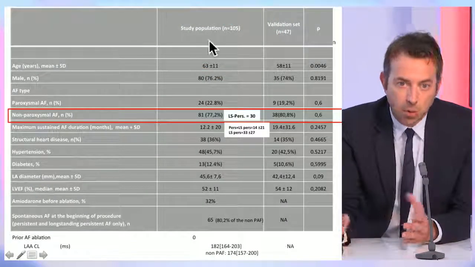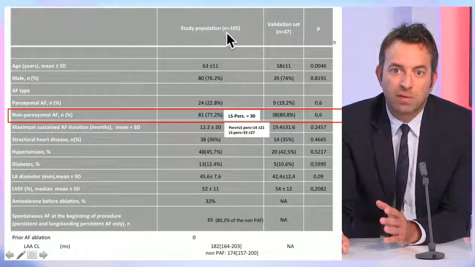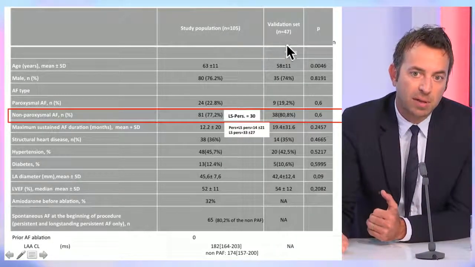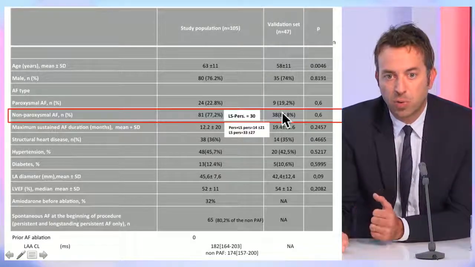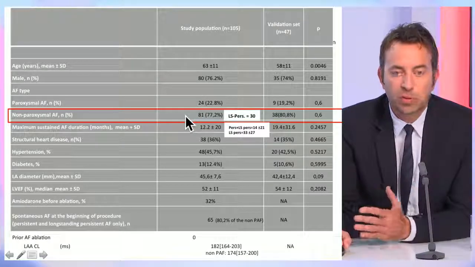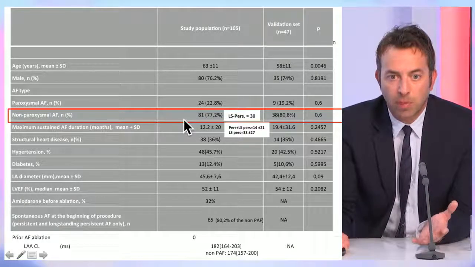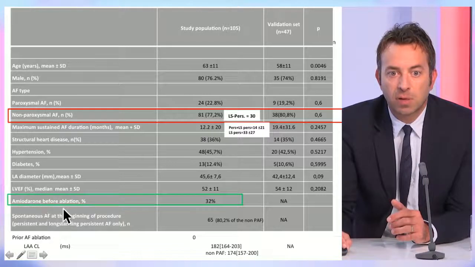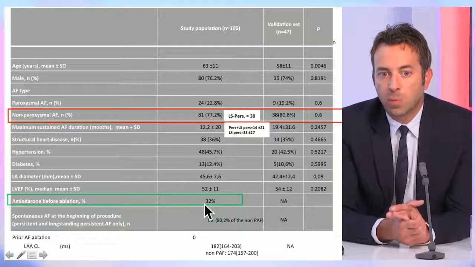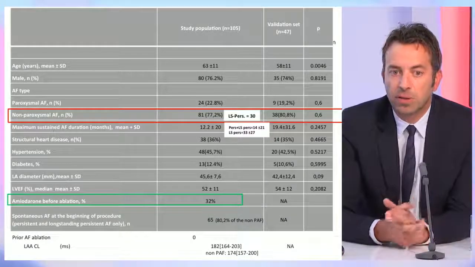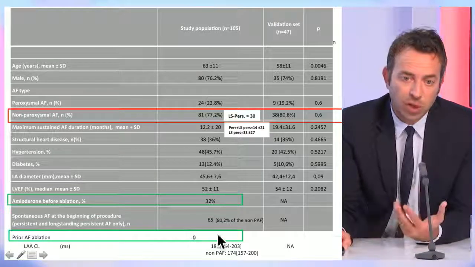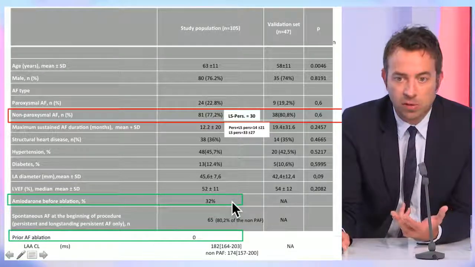So let me show you now the results in our population. 105 patients compared to a control group of 47 patients ablated in a conventional way with the stepwise approach. 80% of persistent and long-standing persistent in both groups. The both groups were, of course, comparable. Importantly, you have to know that in long-standing persistent AFib, we usually do not interrupt amiodarone in order to help us, and none of these patients experienced previous AF ablation.